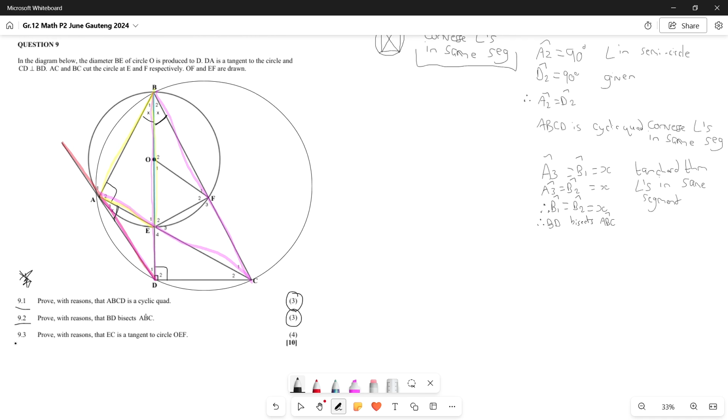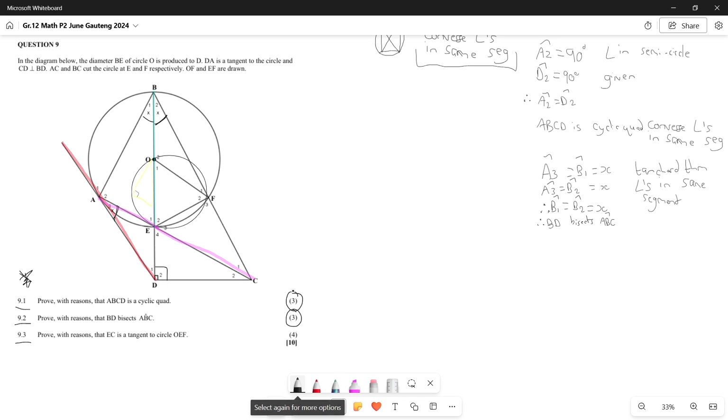And then last question, 9.3 says, prove with reasons that EC over here is a tangent to circle OEF. So proving with reasons that EC is a tangent to circle OEF, which means we're now dealing with another circle here with O, E and F all touching the circumference here. And what we need to prove is that EC over here is a tangent to this circle, that it is not cutting through over there.